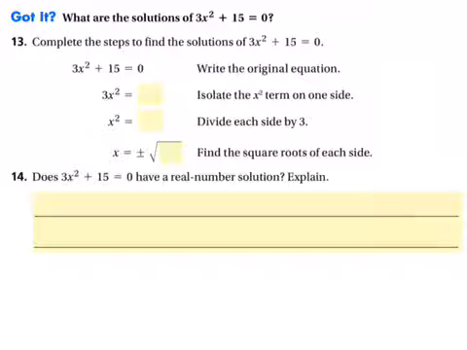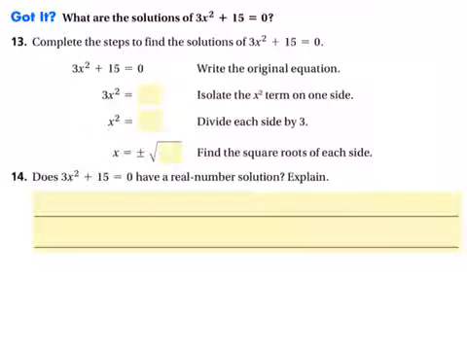Here is one for you to simplify. Pause this video, work through this problem, including the written answer on the bottom, and then restart this video to see how you did. Let's see how you did.